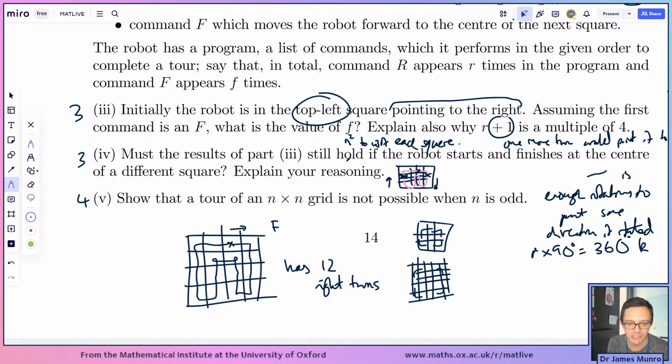You don't think celebratory spins break it? But then the command R would appear an extra 37 times or 38 times depending on the celebratory spinning. And that would still complete the tour, and it would be a list of commands. I think we're assuming it doesn't do any unnecessary spinning at the end. Otherwise you can't say anything about how many spins there are.